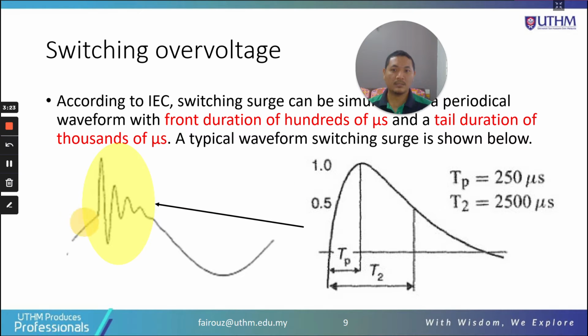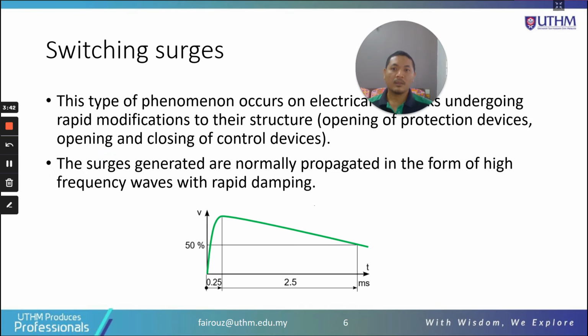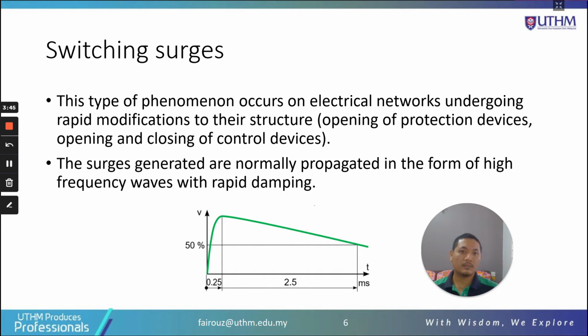For example, here this is the normal operating voltage waveform at 50 Hz, then when a switching occurs, opening up the breaker, the switching can cause a switching overvoltage to appear in the system, right? This type of phenomenon occurs on electrical networks undergoing a rapid modification to the structure, opening of protection devices, opening and closing of control devices, breakers, and so on. So this is an internal source of overvoltages, compared to the external source of overvoltages, which is lightning. The surges generated are normally propagated in the form of high frequency waves with rapid damping.